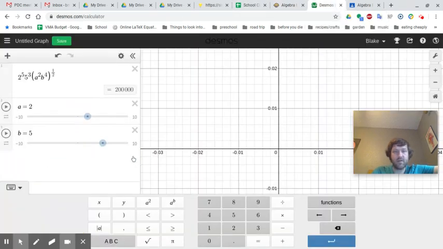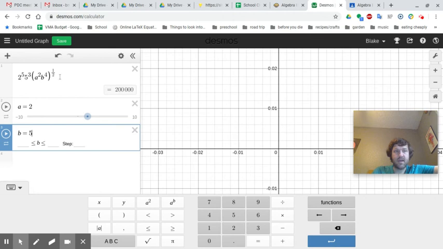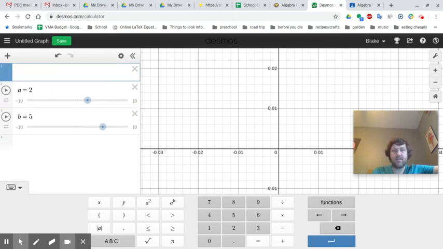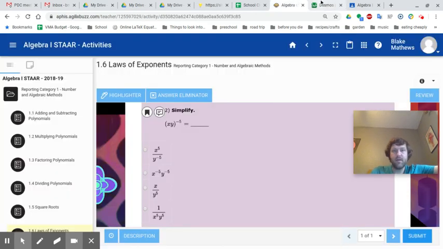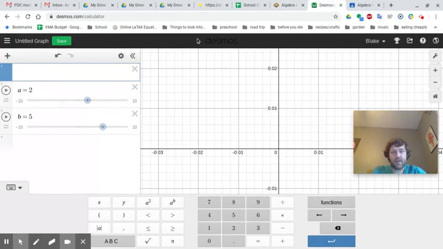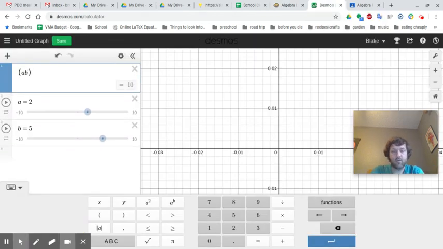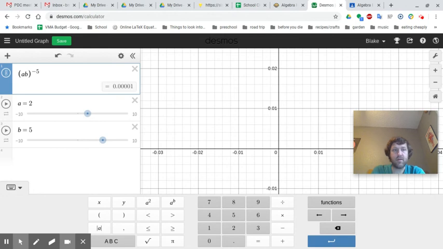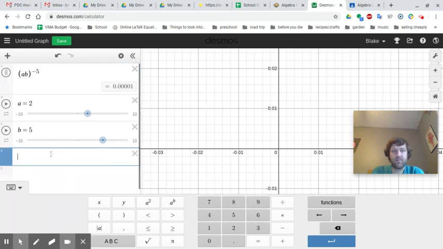I'm going to delete this one. I'm going to leave these sliders and I'm just going to cut this and I'm going to type my new expression there because I'm still going to use a and b. So we go parentheses ab raised to the -5th power. So notice it's still using these 2. And that's fine. That's great. That's super helpful because we don't have to redo that whole process again.